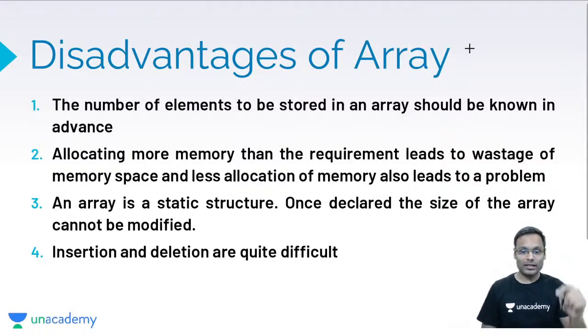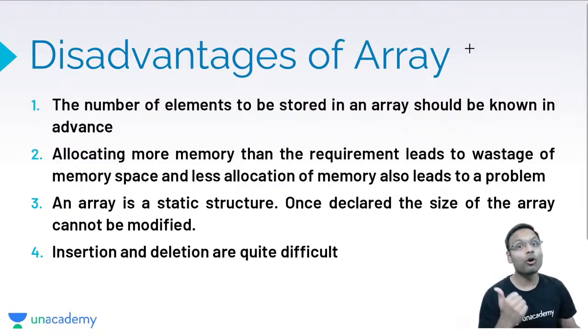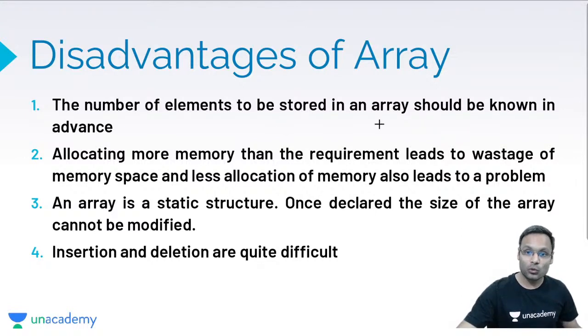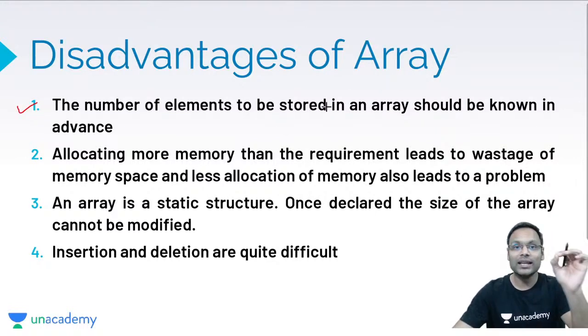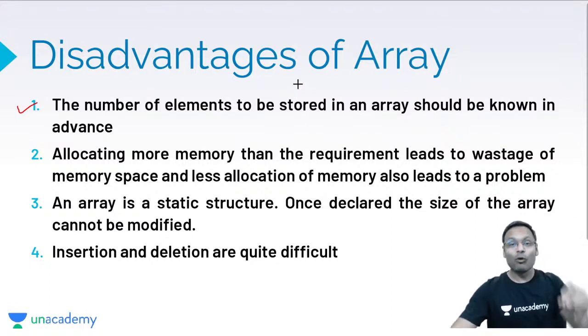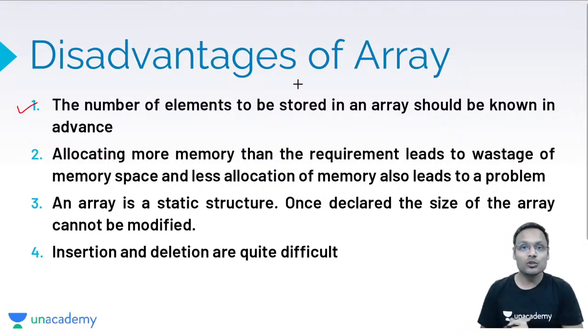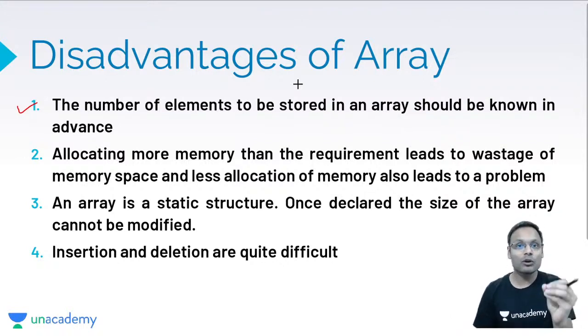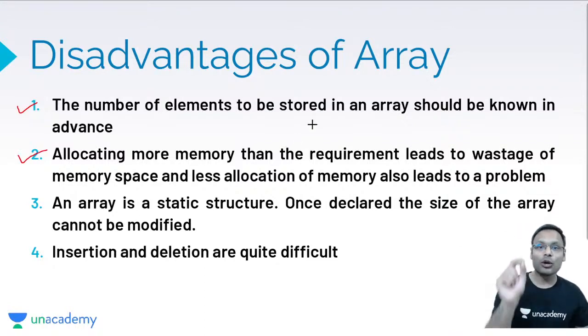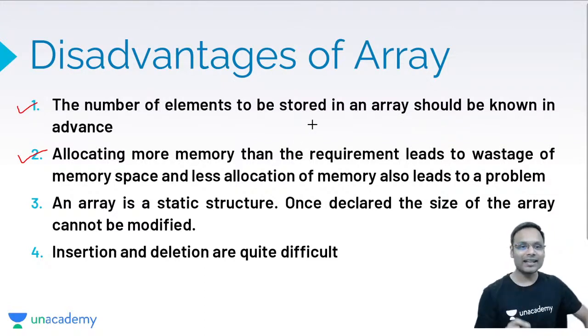This is important. Why? Just because we had disadvantages, that is why we had gone for linked list. So first disadvantage is the number of elements to be stored in an array should be known in advance. पहले से पता होना चाहिए कितने एलिमेंट होंगे एरे में. We need to know priorly how many elements you should have in the array. That's because of the static allocation, you will have to allocate the memory at the static time.